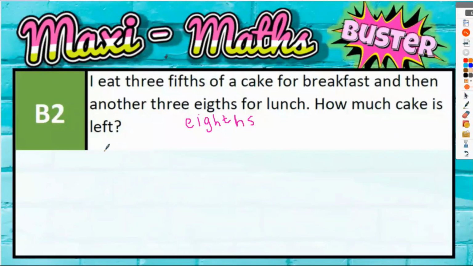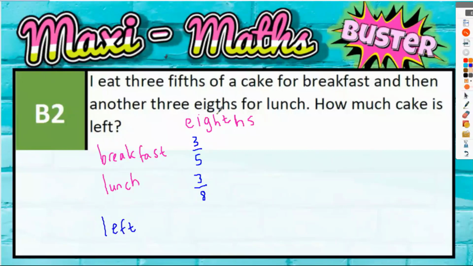So let's have a look at what we've got. For breakfast, we are eating 3/5. For lunch, we are eating 3/8, and we have to figure out what is left.